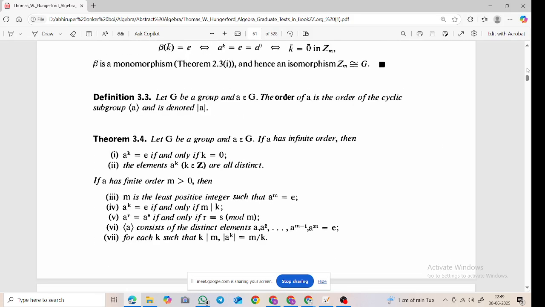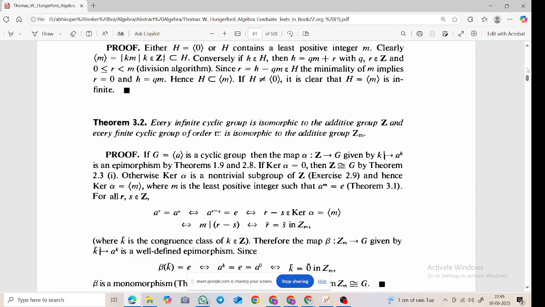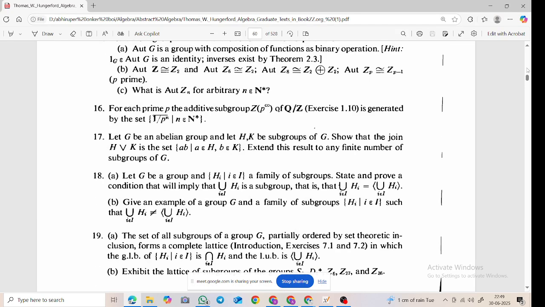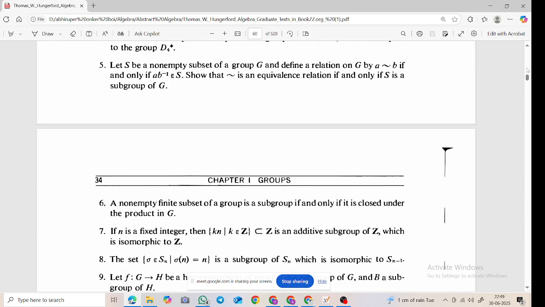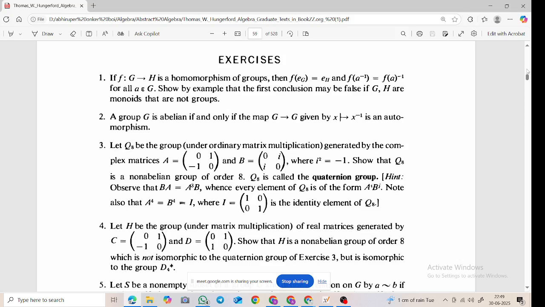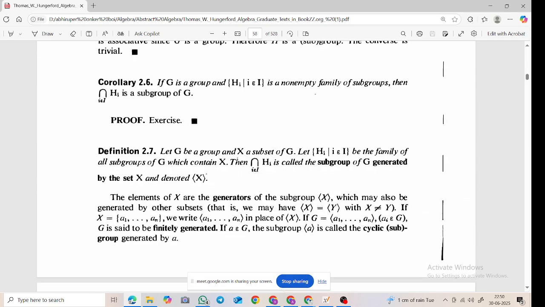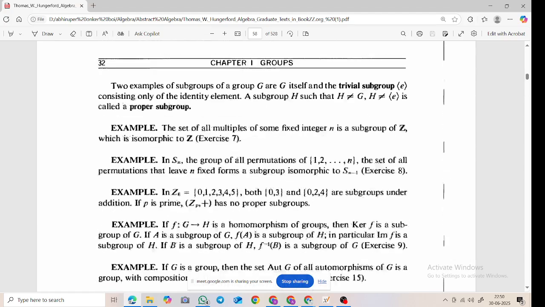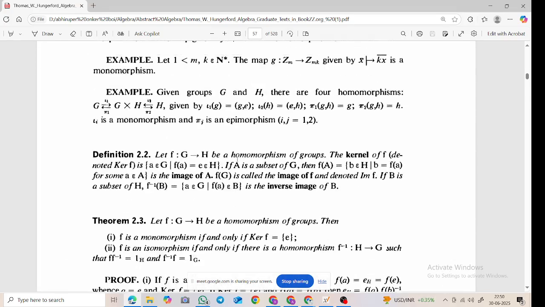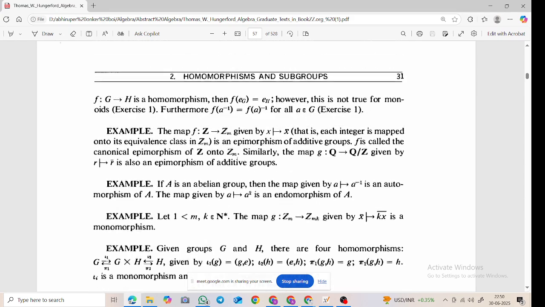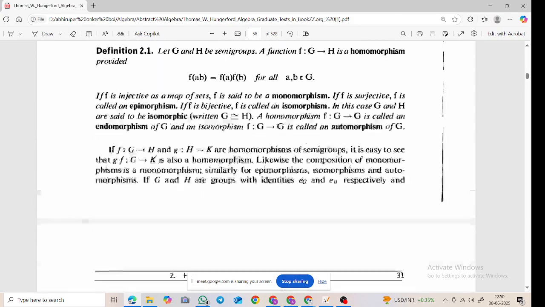So, can you remind me? What are we supposed to do today? The cyclic group and dihedral group and symmetric group. I give you some exercises to do. That was last section.